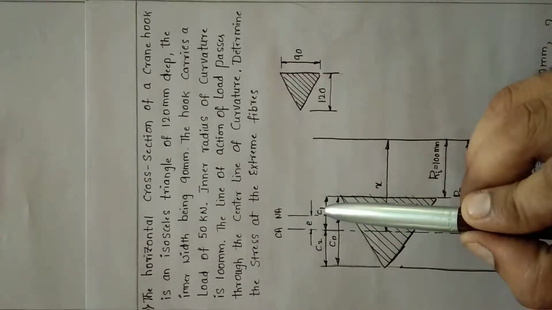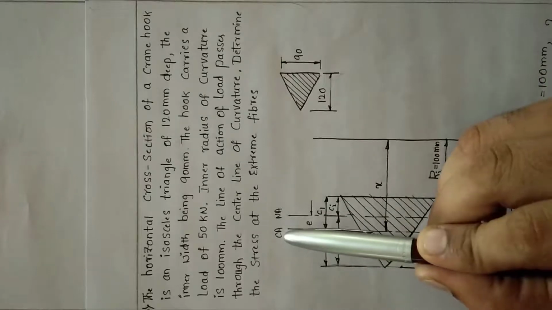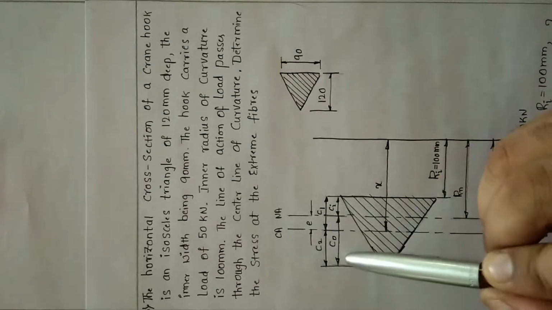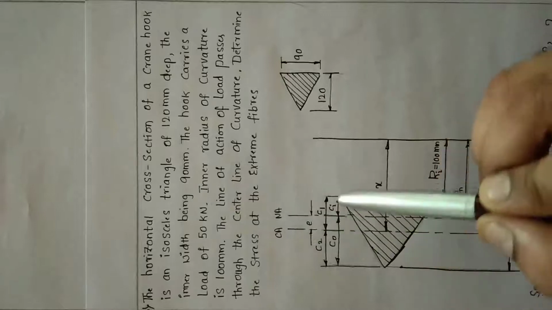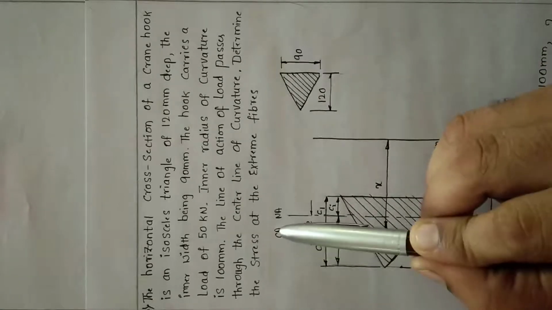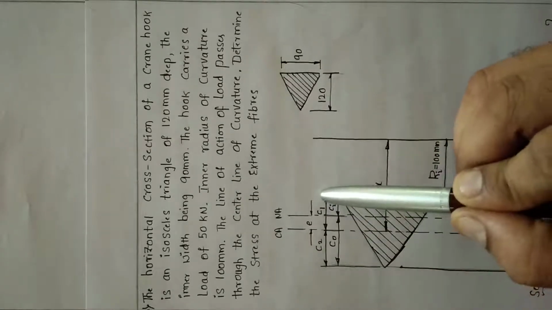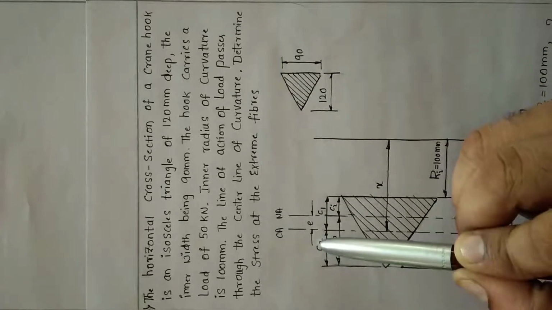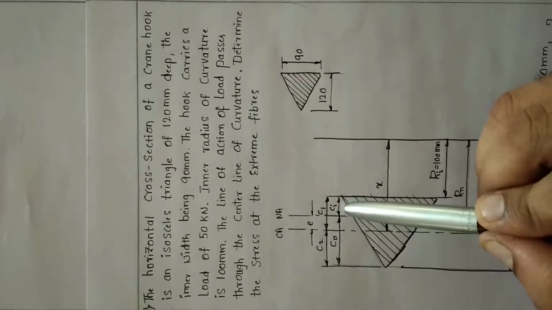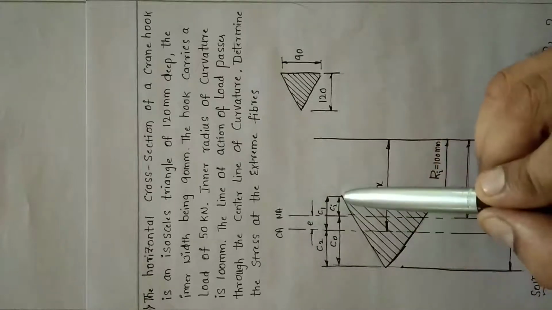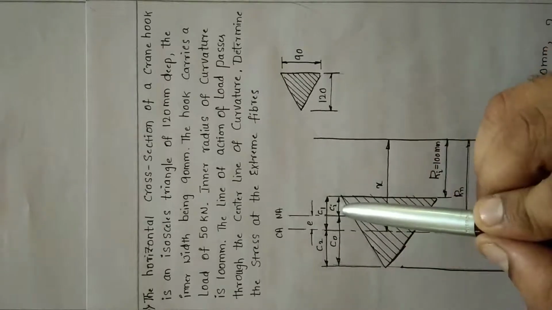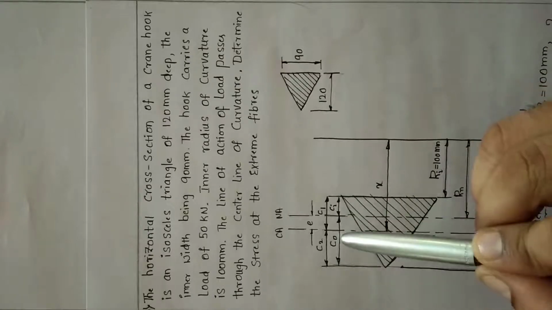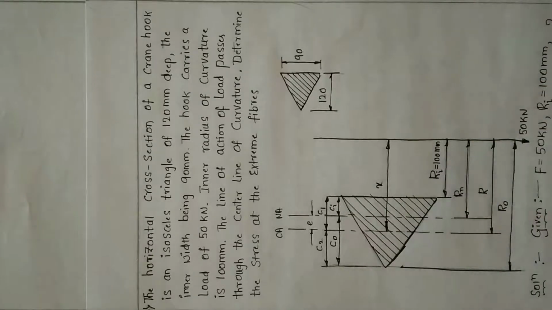C1 and C2 are related to the centroidal axis, and Ci and C0 are related to the neutral axis. C1 is the distance from the inner fiber to the centroidal axis, and C2 is from the outer fiber to the centroidal axis. Similarly, Ci is from the inner fiber to the neutral axis, and C0 is from the outer fiber to the neutral axis. Okay, fine. So this is the problem.